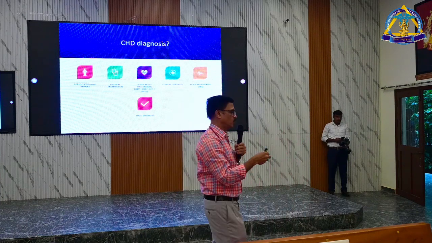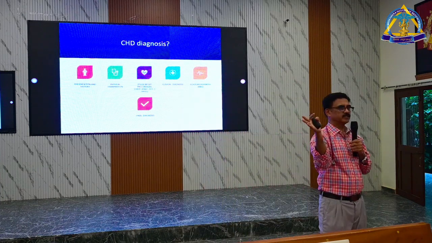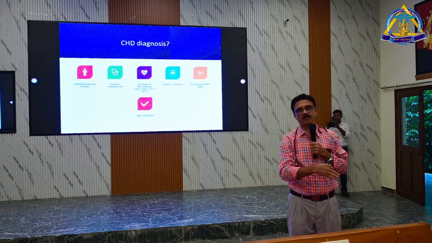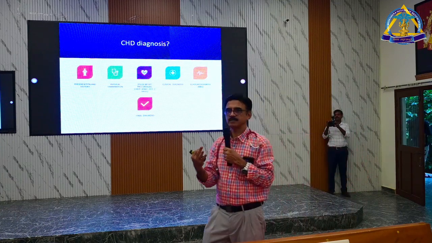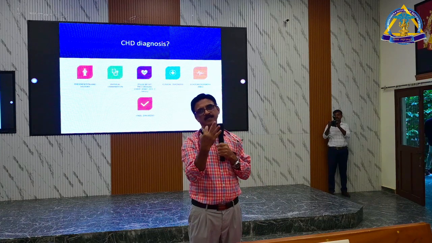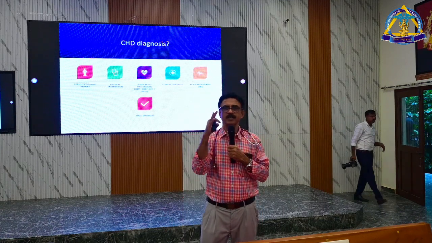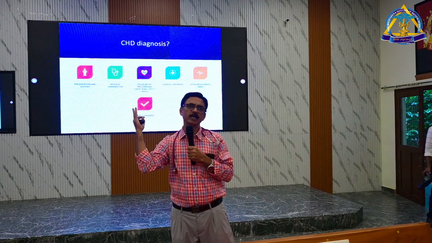And if you go out of these three shunt lesions, which one is having the right ventricle dominantly volume enlarged? ASD. ASD is having right ventricular enlargement. If there is right ventricle enlargement, will there be any cardiac failure?